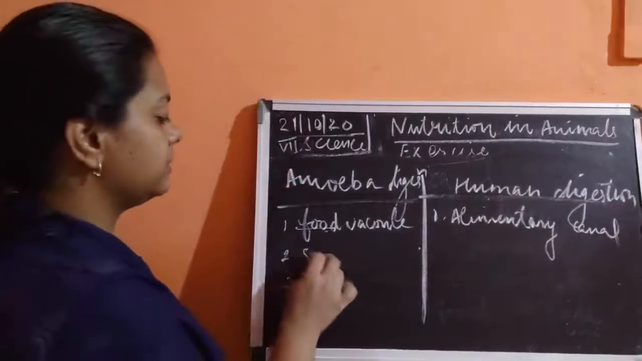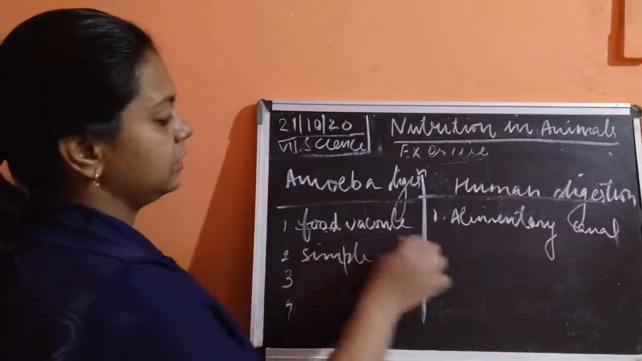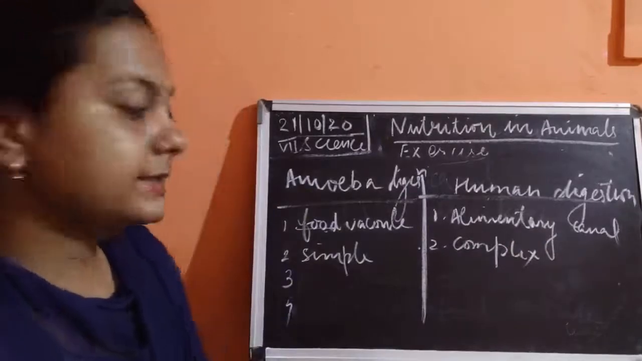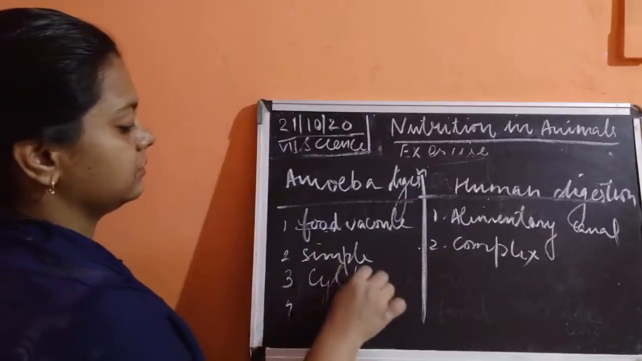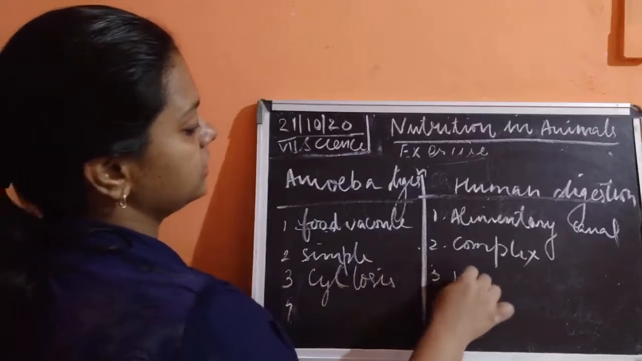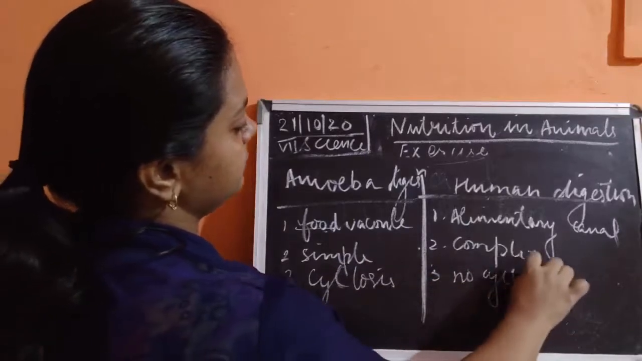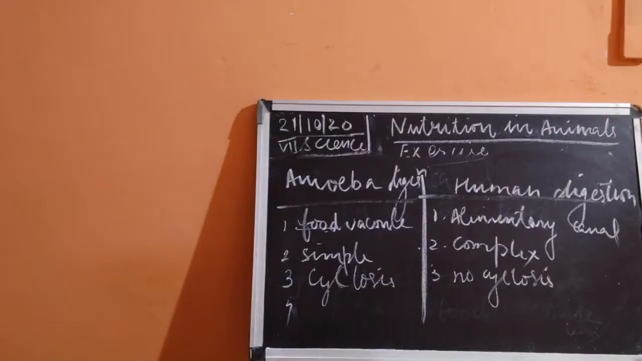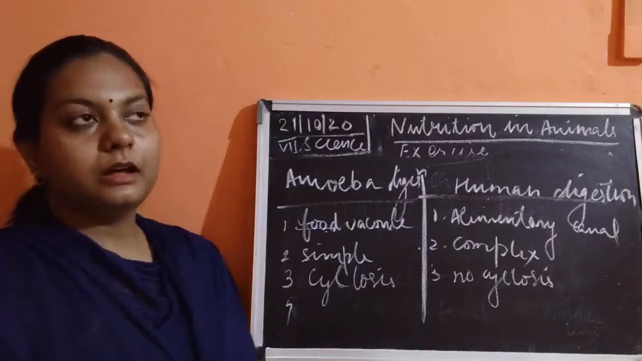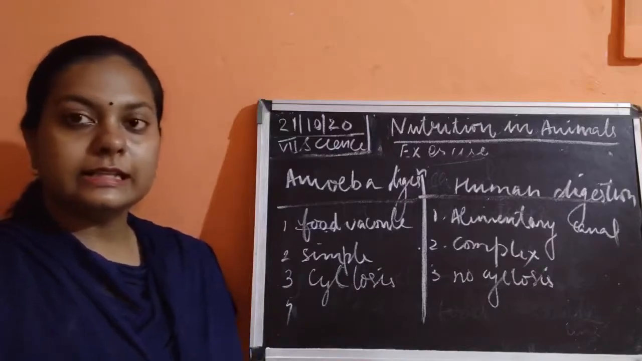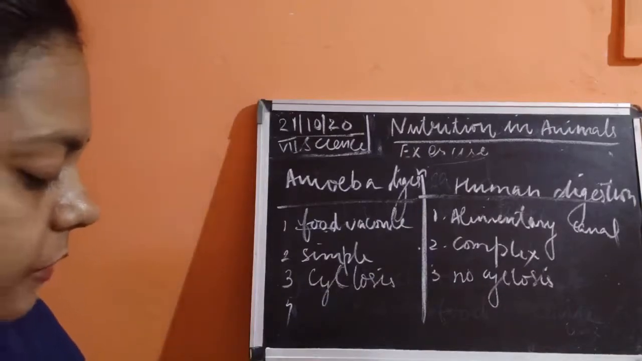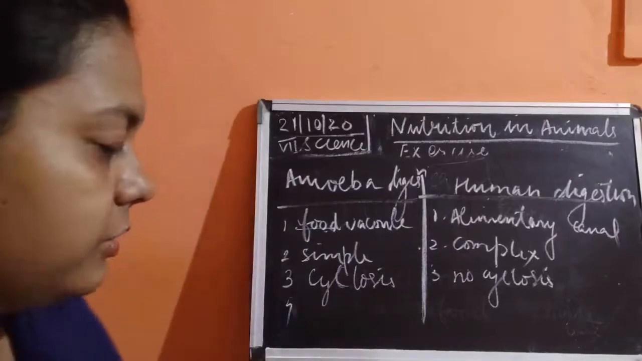Okay, this is simple digestion. Here complex digestion is taking place. Okay, cyclosis occurs. No cyclosis. Okay. Now the next part we can say that in the digestion of amoeba, a single cell is involved, whereas in the human beings many multicellular organs are involved. Okay, so you can write down numerous differences.